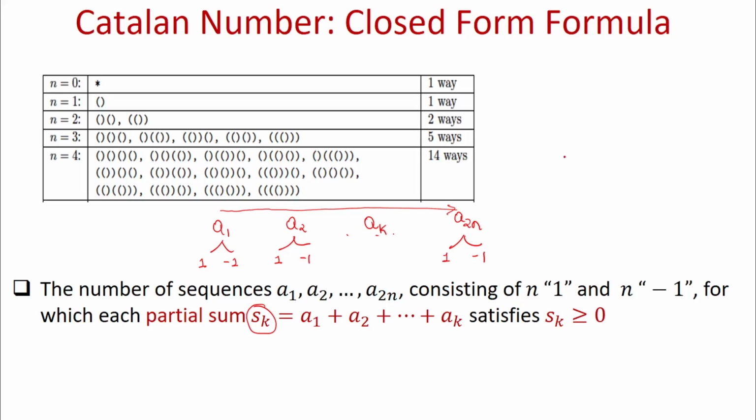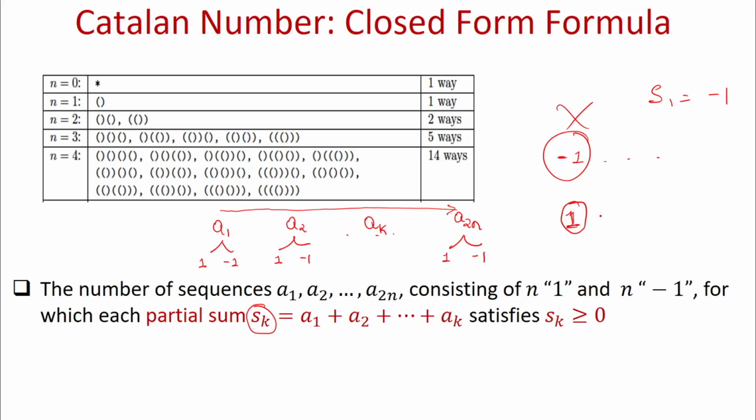So for instance, this automatically means that my string cannot start with -1. Any valid sequence satisfying these conditions cannot start with -1. Why so? Because if I take k equal to 1, then my partial sum S of 1 becomes -1, and that automatically shows that this is an invalid sequence. So it automatically means that my sequence has to start with +1.